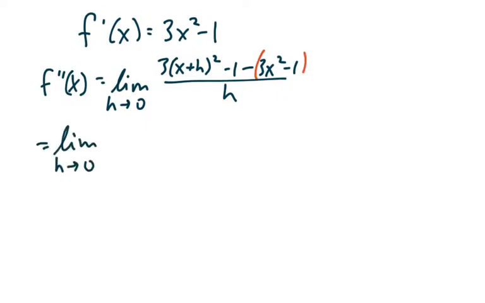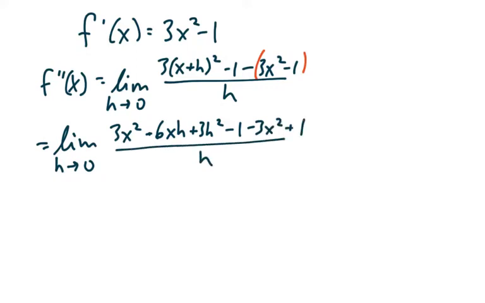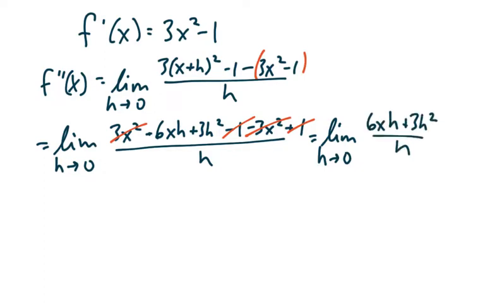All right, let's FOIL it out. Let's multiply by 3 afterwards, and we get 3x squared plus 6xh plus 3h squared minus 1 minus 3x squared plus 1. Whew. All right, take a breather. Let's see what we're going to destroy. The ones. See ya. Negative 3x squared and positive, bye. Leftovers. Every time I say leftovers, I get a little hungry. Limit as h goes to 0 of 6xh plus 3h squared over h.